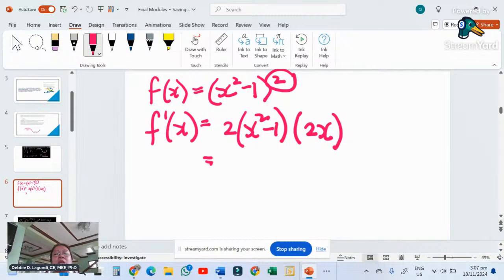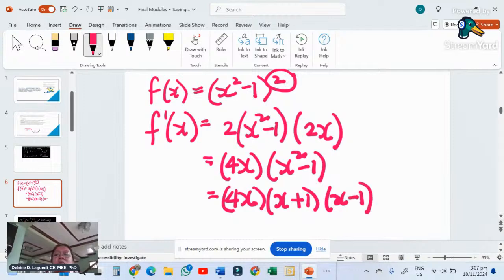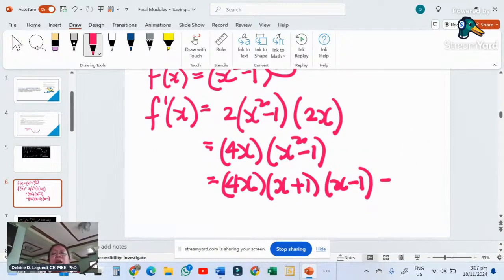So let's polish it. Multiply, and leave x squared minus 1 like that. We have to simplify it. There are 3 roots in here. Because this is a difference of two perfect squares, it factors as x plus 1 and x minus 1. If you multiply that, you get x squared minus 1, correct? Equate this to 0. Now there will be 3 values of x. You have 4x equal to 0, which gives you x.